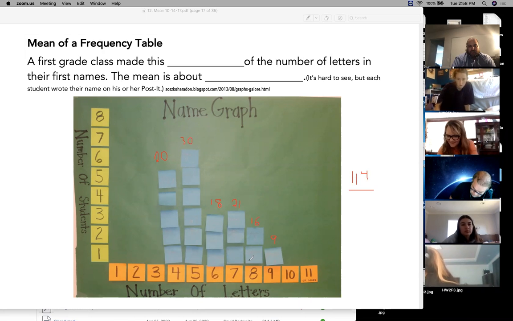Divided by 1, 2, 3, 4, 5, 6, 7, 8, 9, 10, 11, 12, 13, 14, 15, 16, 17, 18, 19, 20. Wow. So I get 5 point something.